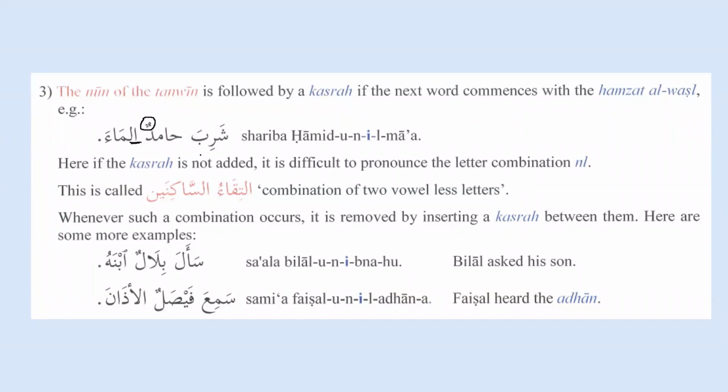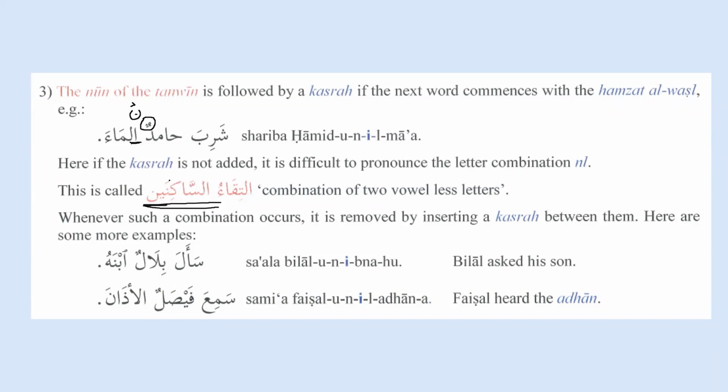First, look at the sentence. Shariba hamidun al-ma'a. Okay, now hamidun ends with noon sakin, right? Hamidun ends with what? Noon sakin, because you know that tanween means noon sakin. So the noon is sakin, and hamzatul wasl is sakin. When we have two sakin letters, it's not possible to read them. This is called iltiqa as-sakinain. In the Arabic language, two sakin letters cannot happen together.